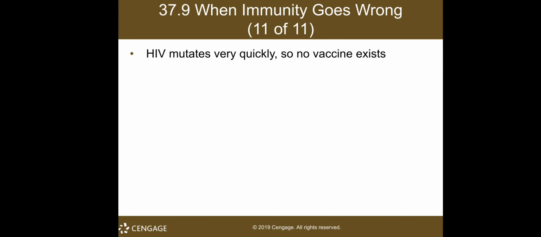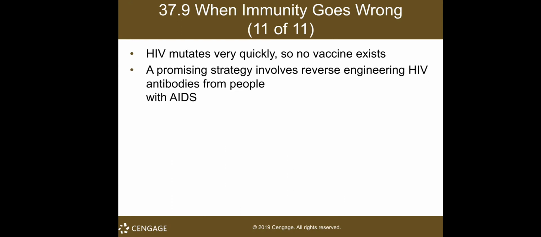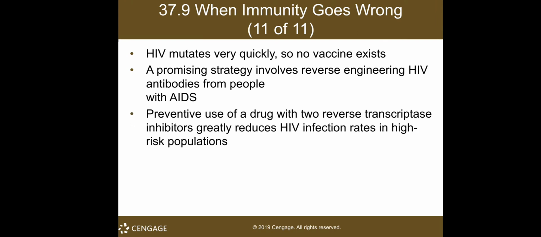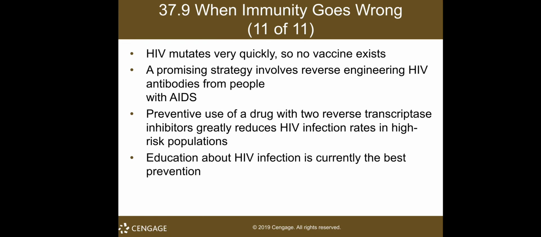HIV mutates very quickly, so it is very difficult to develop a vaccine that HIV doesn't evade. Basically, we need to outwit the HIV virus in order to prepare a vaccine. A promising strategy involves reverse engineering HIV antibodies from people with AIDS. Preventive use of a drug with two reverse transcriptase inhibitors greatly reduces HIV infection rates in high-risk populations. Right now, the best way to fight HIV is education, so that we prevent having HIV in the first place.